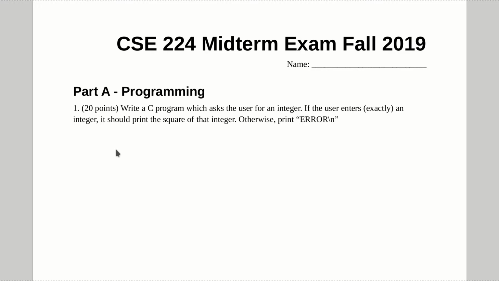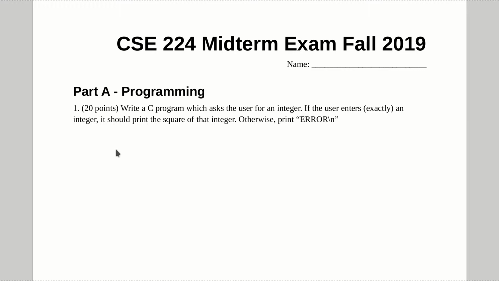So write a C program which asks the user for an integer. If the user enters exactly an integer, it should print the square of that integer, otherwise print error. All right, so first of all, it's a C program, not a bash script. Secondly, you're supposed to print out the square of the integer, not the square root. We usually don't do square roots of integers anyway, but I wanted the square. So that's not a fundamental flaw in your programming ability. It's just jumping to a square root.